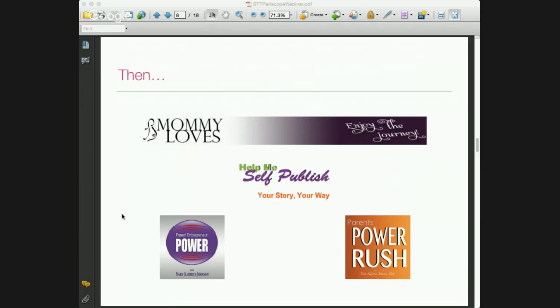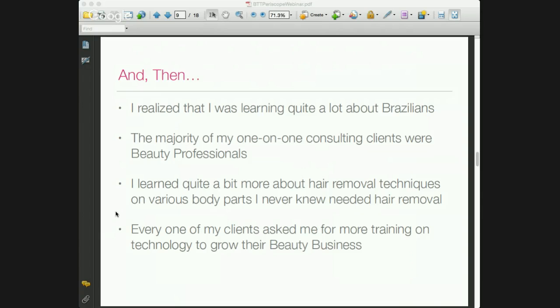But all the way through this, I have been using technology and learning it and growing and figuring things out as I go. And that has led me basically to consulting with parents in business. And through that consulting, I realized that I was learning quite a lot about Brazilians. And I didn't even know what Brazilians were. Sorry, ladies, I just really didn't.